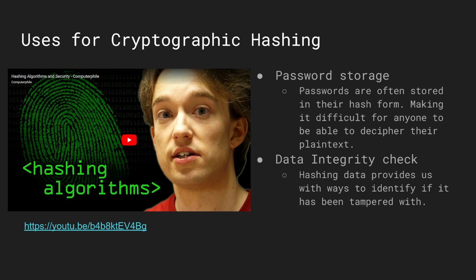So typically what we use cryptographic hashing for is for password storage. Obviously, we're talking about password cracking. Passwords aren't stored in their plain text form. They're stored in their hash form. So it's difficult for anyone who finds the hash to be able to decipher it. Because remember, cryptographic hashing is meant to be one way only.